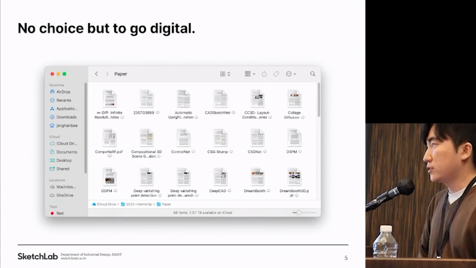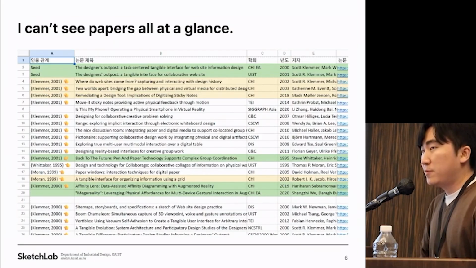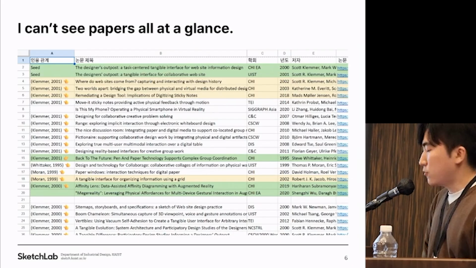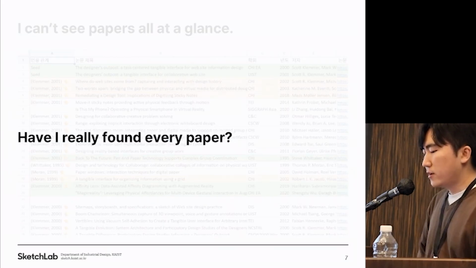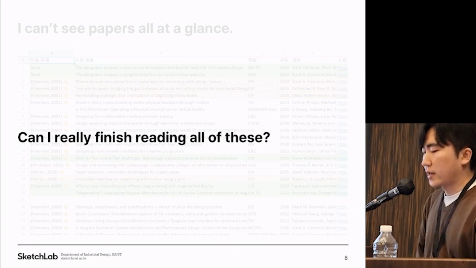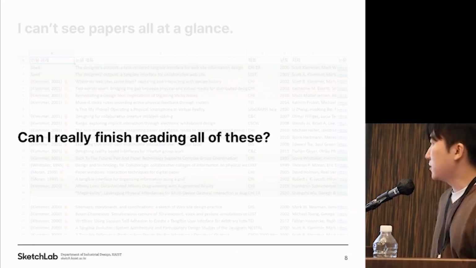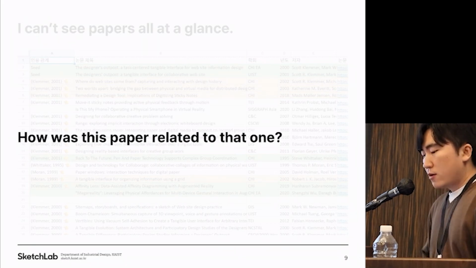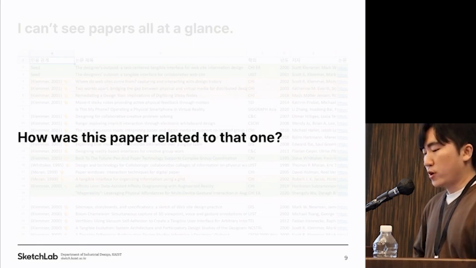I must go digital. But even there, when papers pile up, it becomes unmanageable too, because I cannot see them all at a glance. So I keep asking myself, have I really found every paper? And can I really finish reading all of these? And also, how was this paper related to the other one?